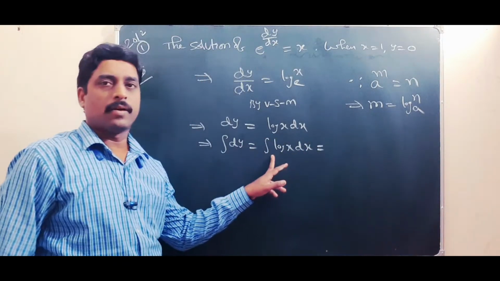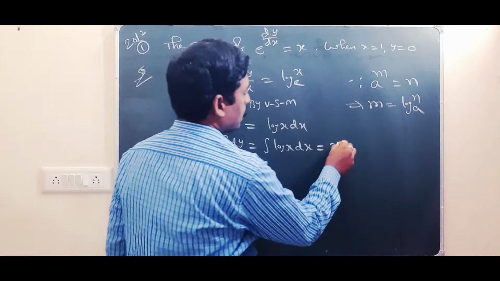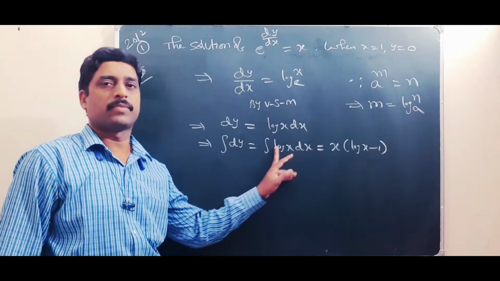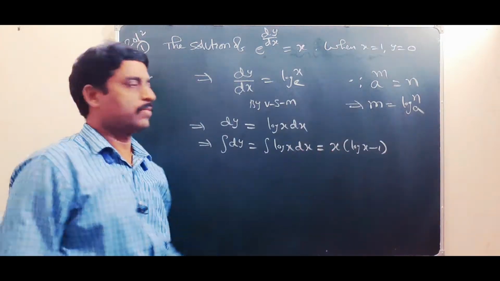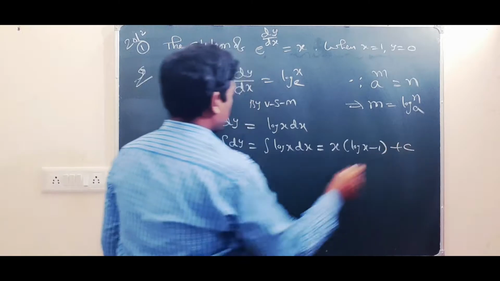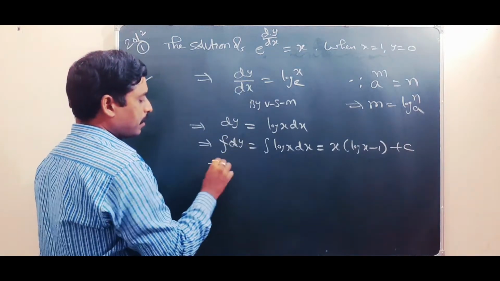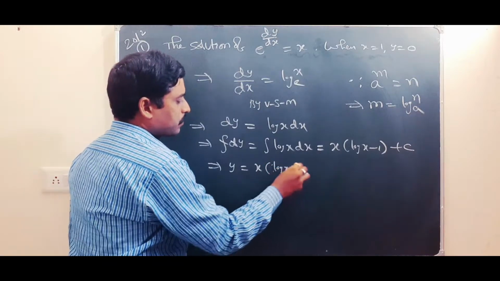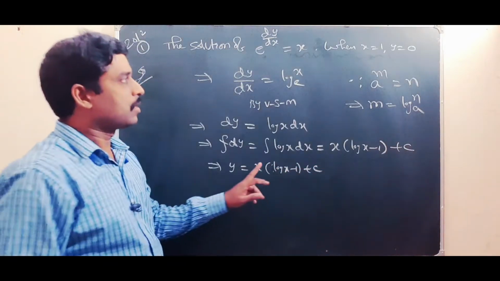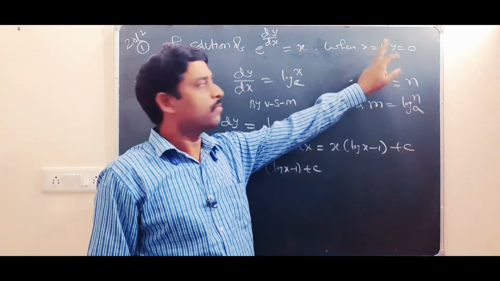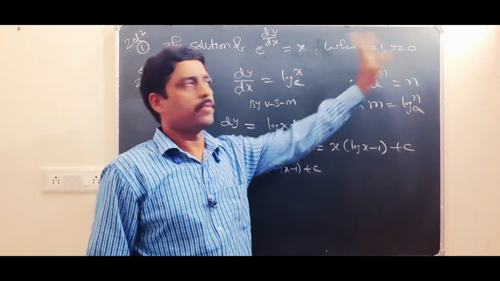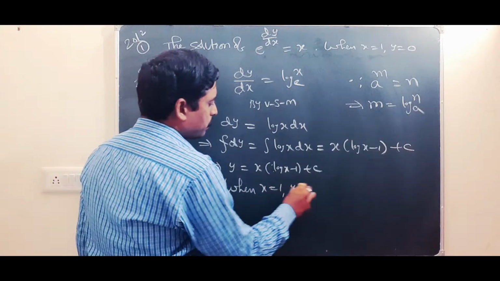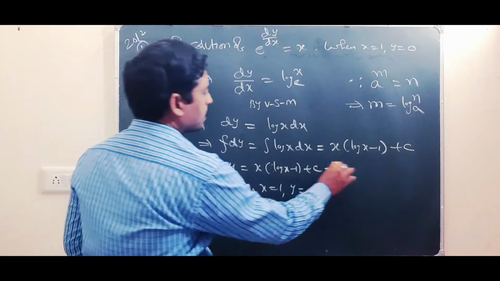We have the integral of log x is x into log x minus 1, by using integration by parts. So x into log x minus 1 plus c. Integral dy is y, so y is equal to x times log x minus 1 plus c. This curve is passing through, what is given? When x is equal to 1, y is equal to 0. We have to find the c value.